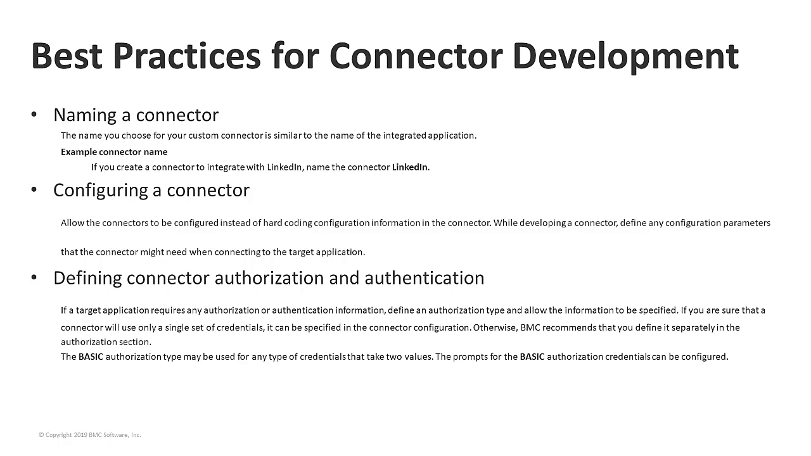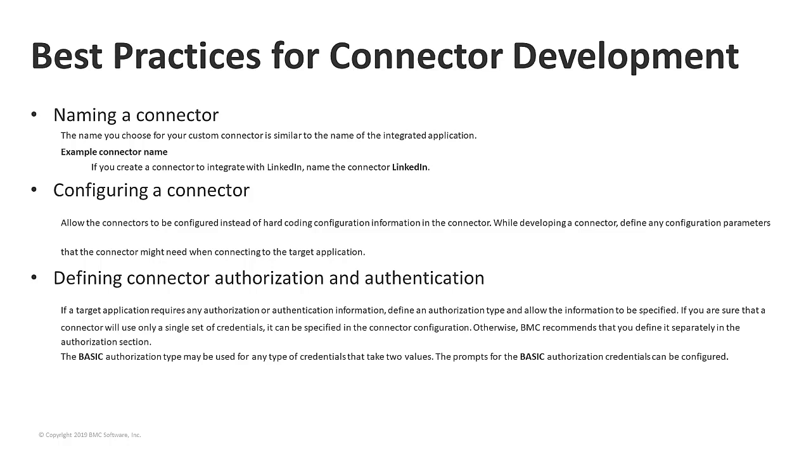Configuring a connector: you should define configuration parameters for a connector rather than hard coding a configuration. That way, if your configuration changes, you don't need to rebuild your connector to pick that up. All you need to do is update the configuration through the UI. And while you're developing a connector, you can define those configuration parameters that the connector may need.